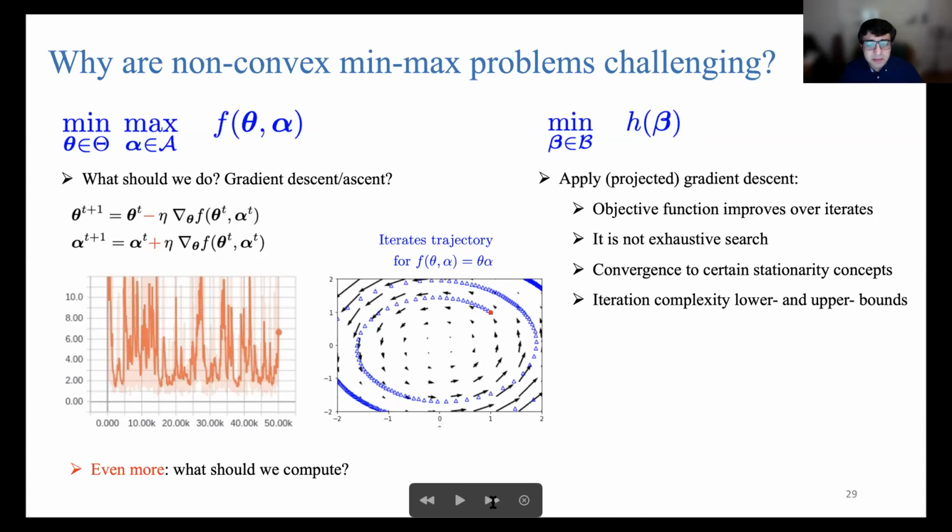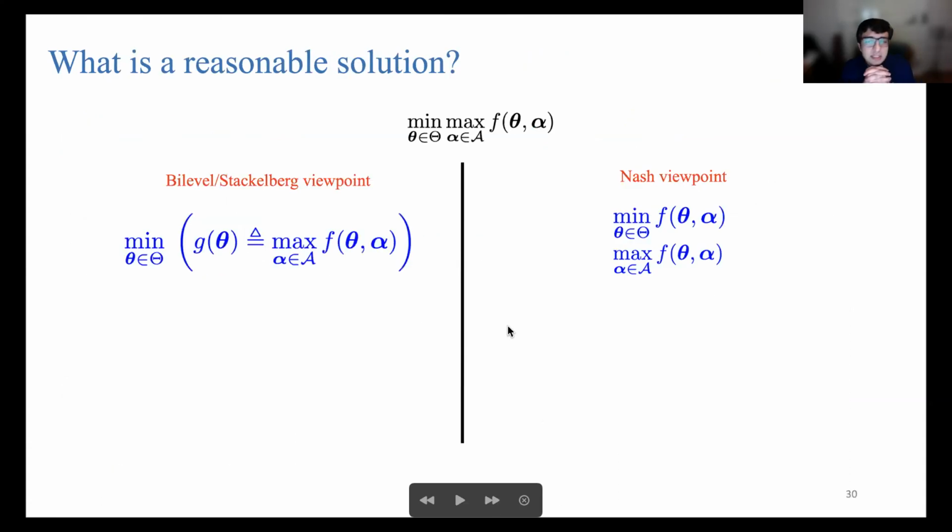But when you go to min-max optimization, we need to be more careful in defining stationary concepts. In particular, it is important what viewpoint we take on this min-max optimization, whether we look at it as a bi-level optimization, which is on the left, or as a game. In the bi-level optimization or Stackelberg viewpoint, our goal is to minimize a function g of theta, where g of theta is defined as the max of this function. On the other hand, in the Nash viewpoint, our objective is to look at it as a two-player zero-sum game between a player theta and a player alpha. We want to find a stationary point, or let's call it a reasonable point, with respect to theta, and a reasonable point with respect to alpha.